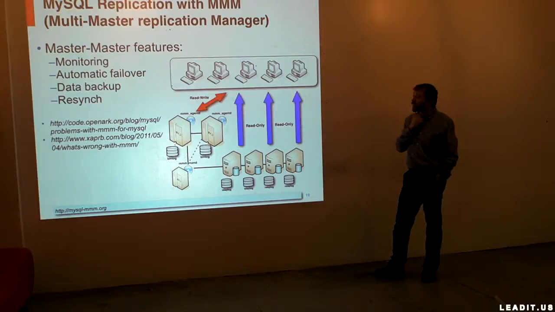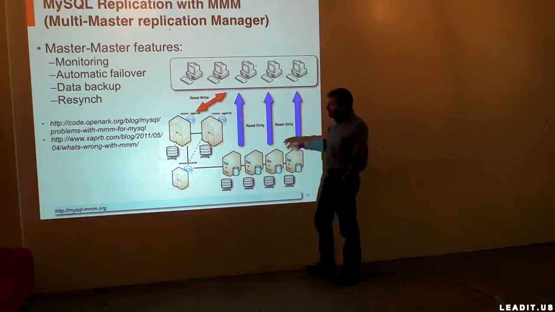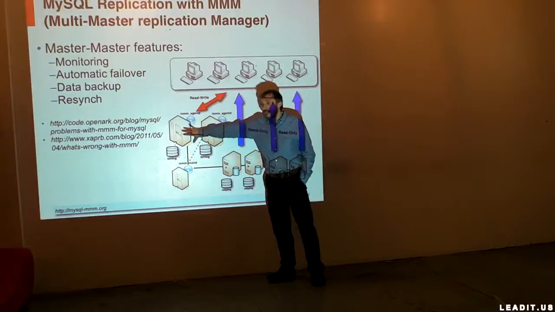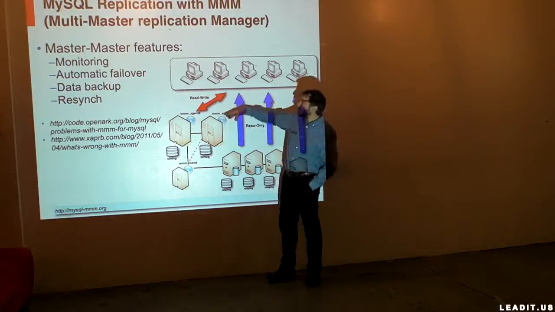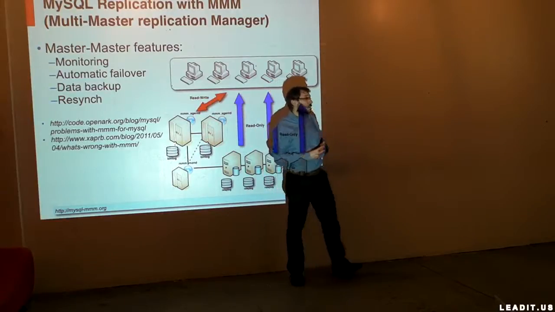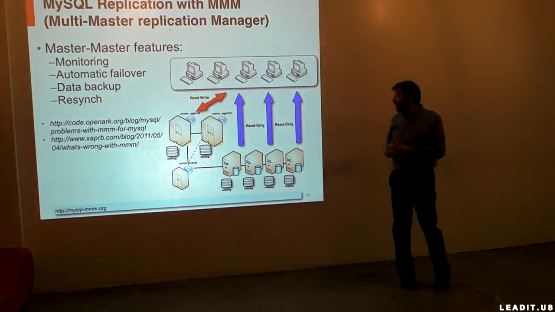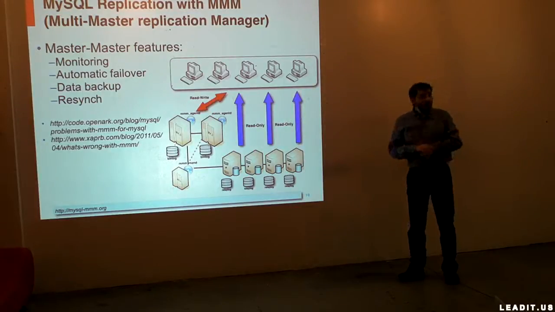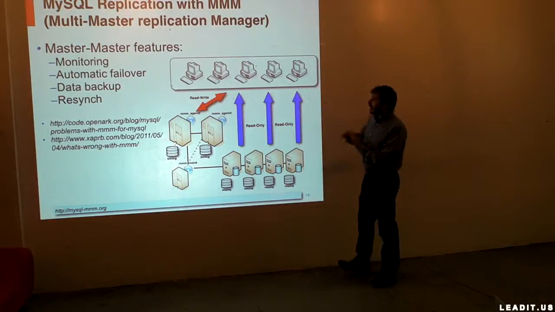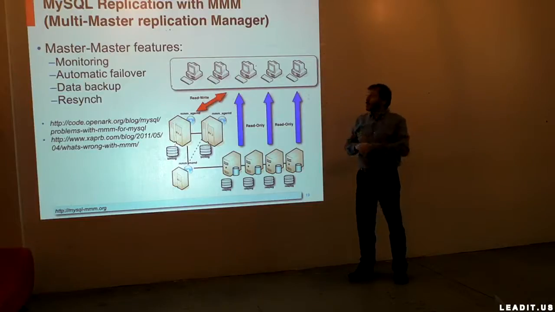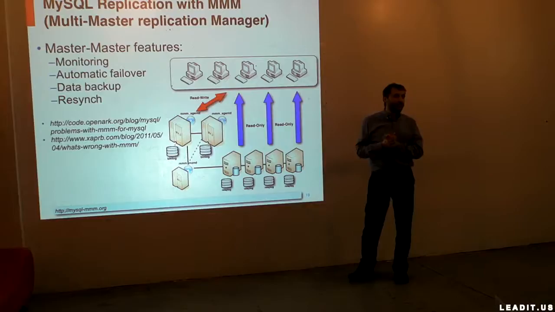Multi-master replication means that we don't have only one master and multiple slaves. We want to have many masters, slaves that can accept read and write operations, and they can update each other. That is a good thing to say, and maybe to do, but it's not that easy. So there are products that do this, but unfortunately, this tool, MMM, wasn't really the best tool for the job.